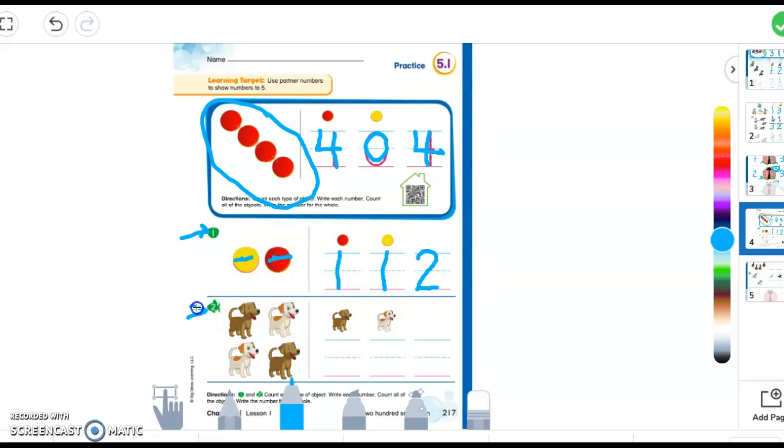Okay, let's look at number 2, the dogs. How many brown dogs do we have? 1, 2. 2 brown dogs in our set. How many white and brown spotted dogs? 1, 2. 2. So what is our whole? 1, 2, 3, 4. So 2 and 2 is 4.